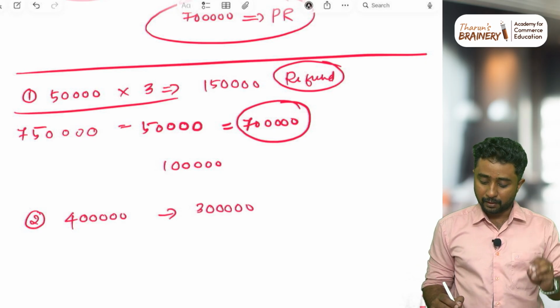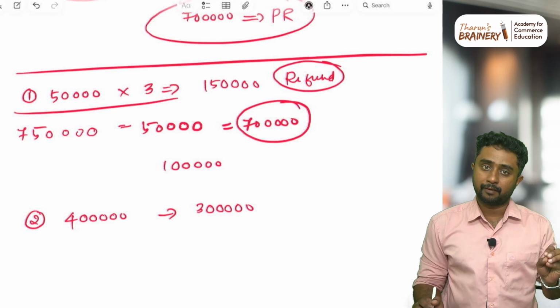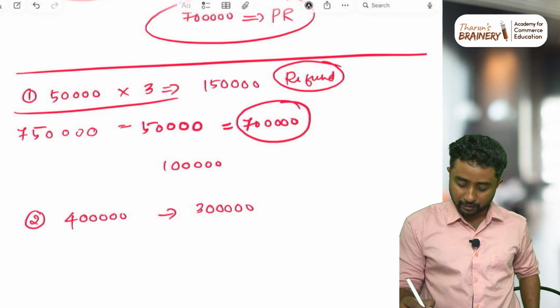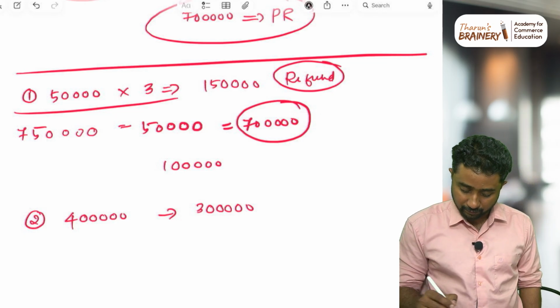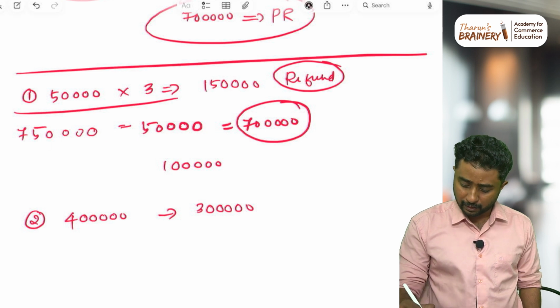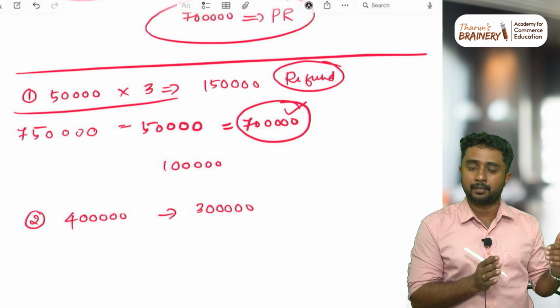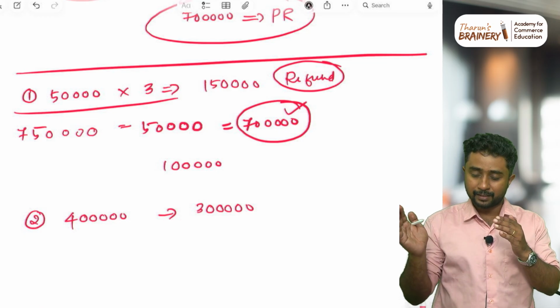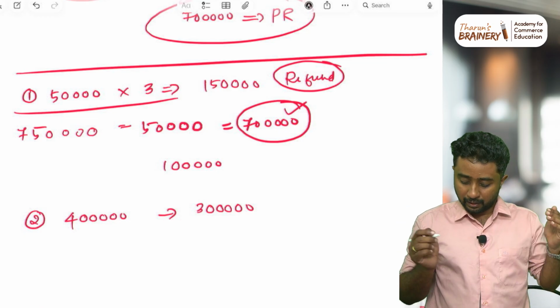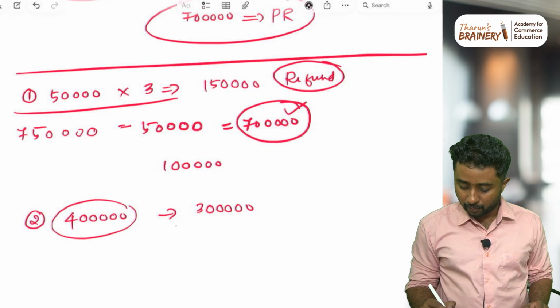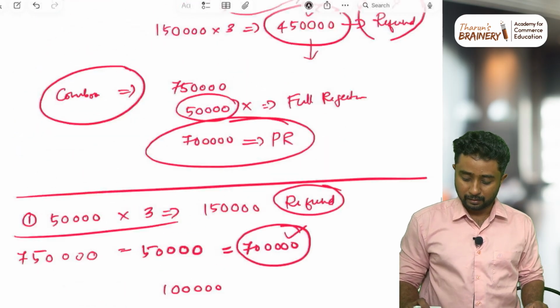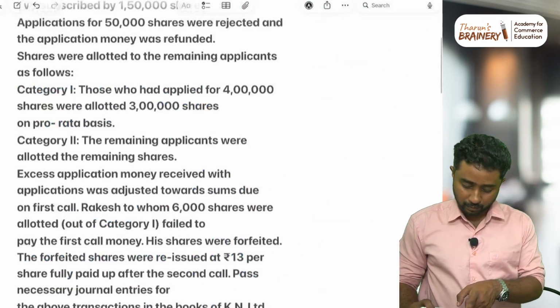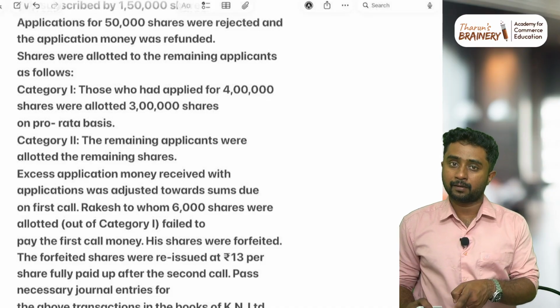Remember, the total applied shares is how much? 7,50,000. Out of that, already 50,000 is gone. So 7 lakh 50 minus 50, now we still have 7 lakh share applications to handle. Out of that 7 lakh share applications, for 4 lakh share applications we are going with 3 lakh shares. That is what is given here, right? Those who applied for 4 lakh shares were allotted 3 lakh shares.